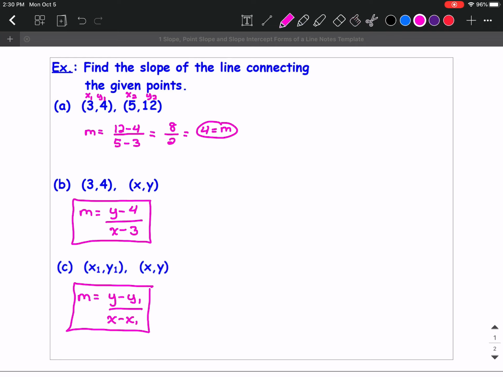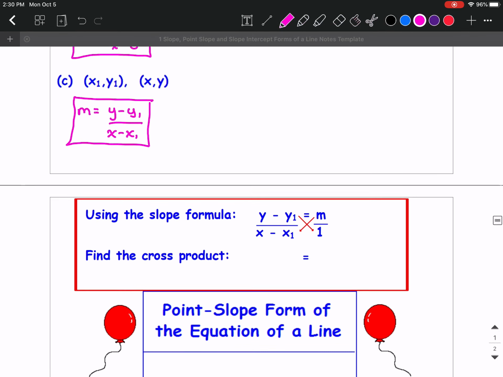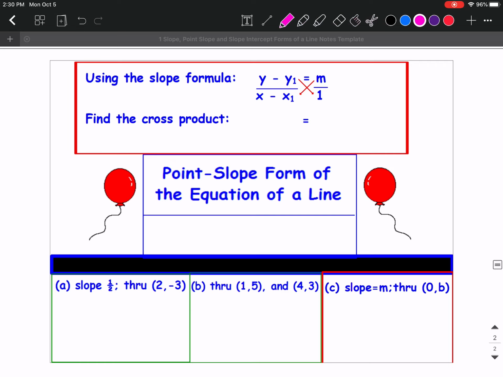Now, what's really interesting about that problem is if you look at this a little closer, this is the answer we had to that last problem. I just brought it over to the next page. So what I'm going to ask you to do is cross multiply. 1 times y minus y1 is y minus y1, and then we'd have m times x minus x1. And lo and behold, you have just derived the point-slope form of the equation of a line.